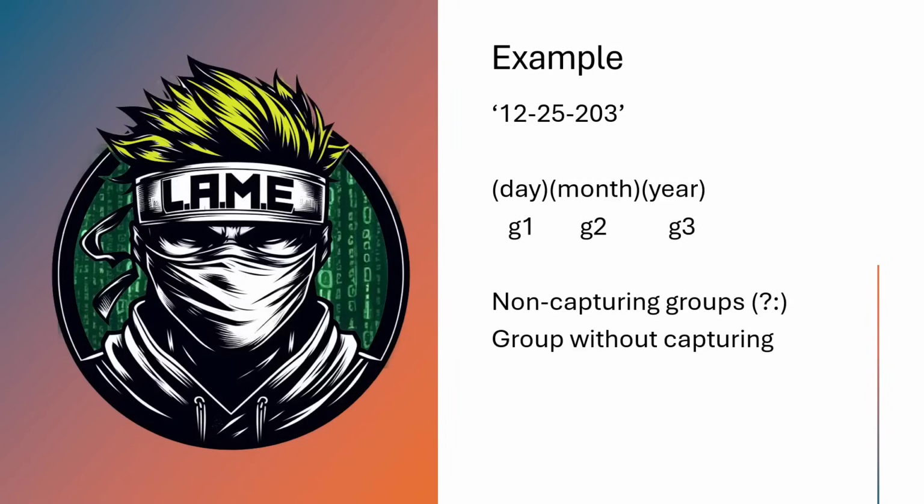For example, if I match a date like 12/25/2023, I can use groups to capture the day, the month, and the year separately. Each set of parentheses becomes a capturing group, numbered from 1 onward, so group 1, group 2, group 3, and so on. Regex 101 shows these groups in the match details, which makes it super easy to see what's captured.